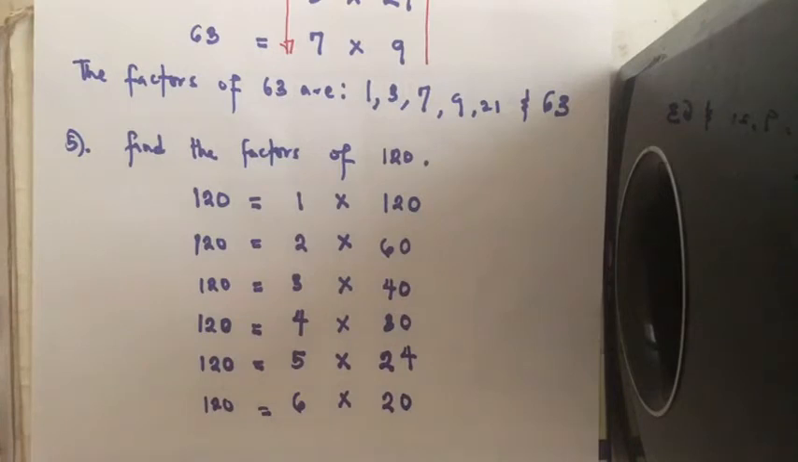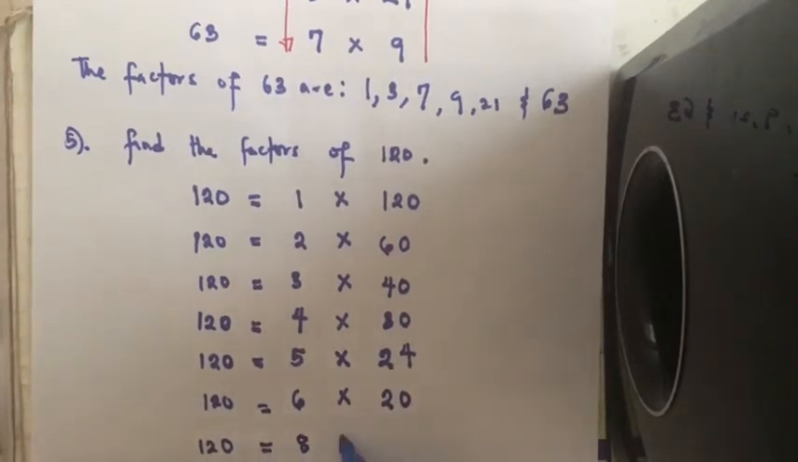Can we think of another one like 7? No. 8? Yes, 8 is a factor. Okay, you now write 8. How many 8s can I get in 12? It is 1, remainder 4. Bring down the 0, it becomes 40. How many 8s can I get in 40? That will give you 5.